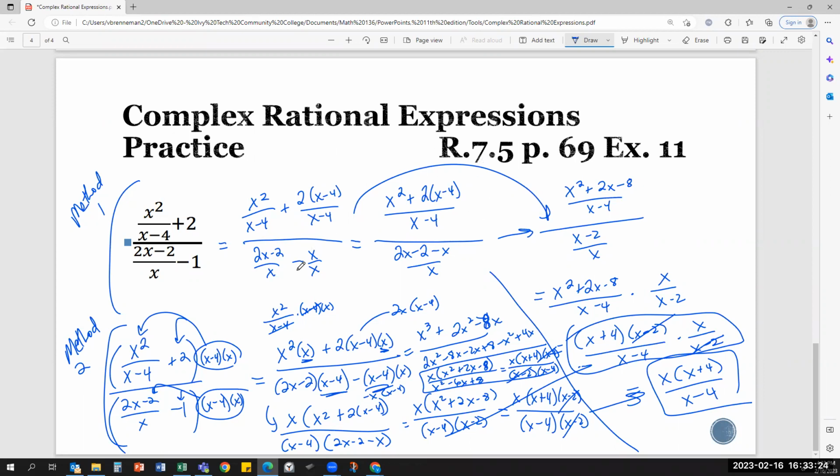But either way will work as long as you stick to the correct rules of how fractions and multiplication and factoring and all of that stuff works. You can really use either of those methods. So that's complex rational expressions.